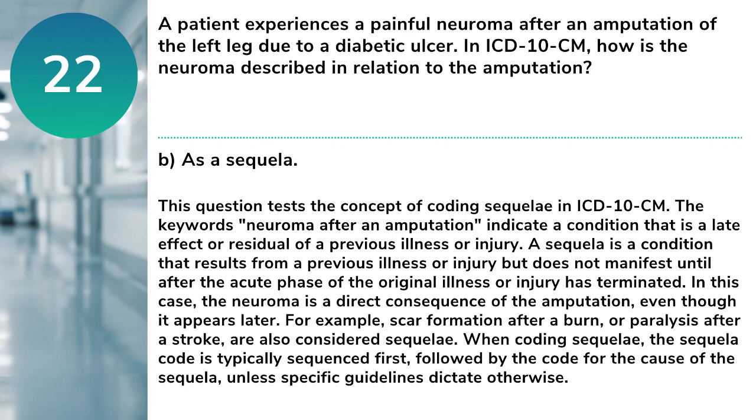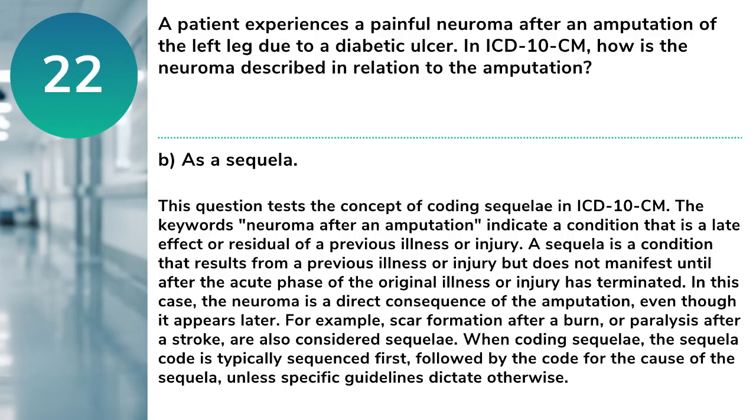Answer: B. As a sequelae. This question tests the concept of coding sequelae in ICD-10-CM. The keywords neuroma after an amputation indicate a condition that is a late effect or residual of a previous illness or injury. A sequelae is a condition that results from a previous illness or injury but does not manifest until after the acute phase of the original illness or injury has terminated.